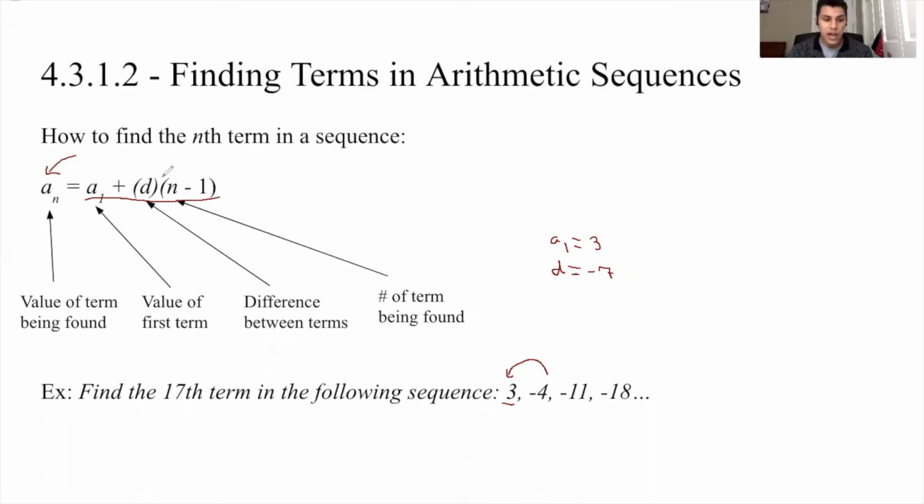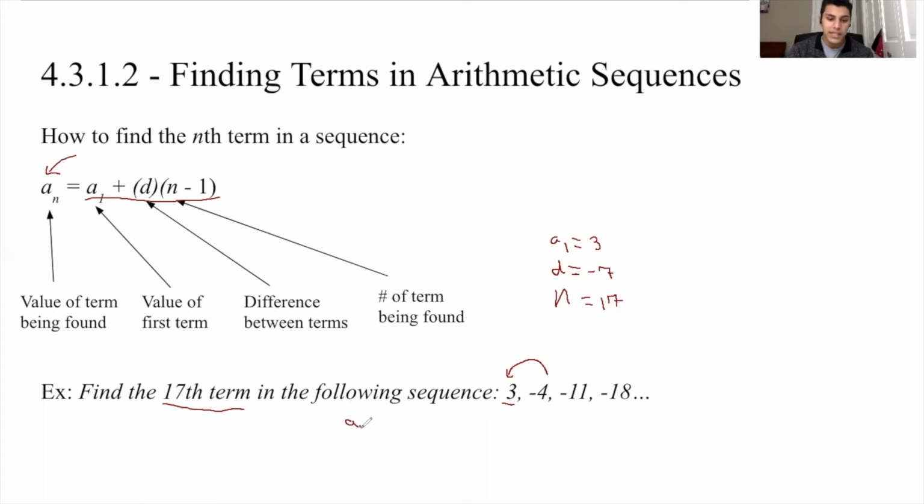And then times n minus 1. So n is the number term being found. And it wants us to find the 17th term in this sequence. So in this case, n would be 17. N equals 17. Okay, so now we have all the values we need. We just need to put it into this equation in order to find the answer.